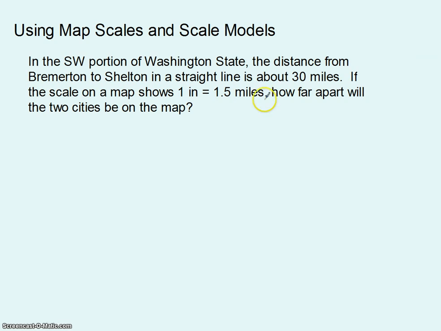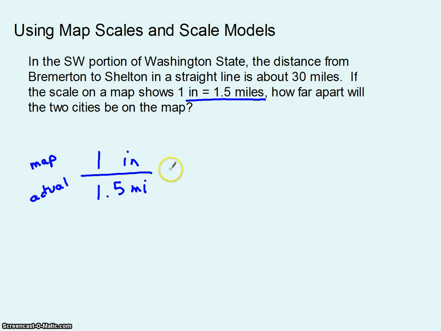Well, let's first take our scale and write it as a ratio. And I'm going to make a little note over here to myself. This is map to actual. Okay? Well, they want to know how far apart the two cities will be on the map. So I'm looking for a map distance. And I'm given a real life distance of the two cities there. Now I can simply solve my proportion like anything else.